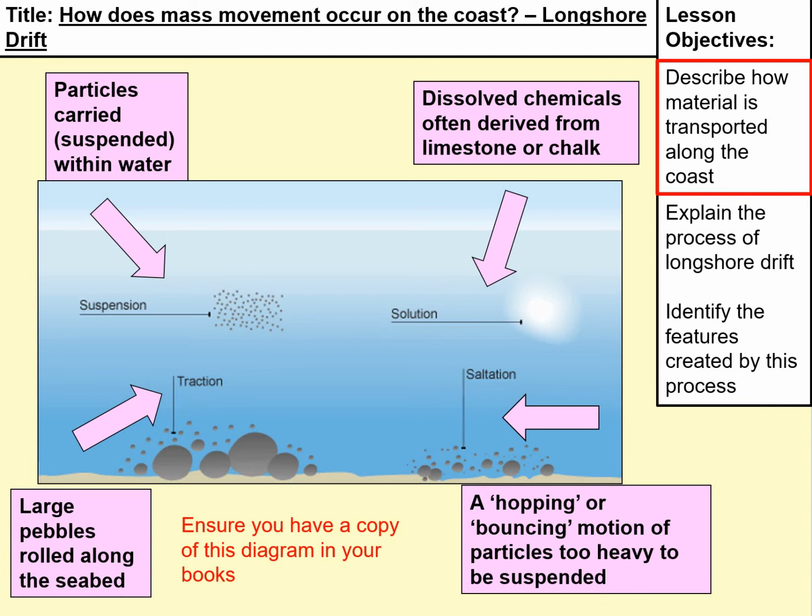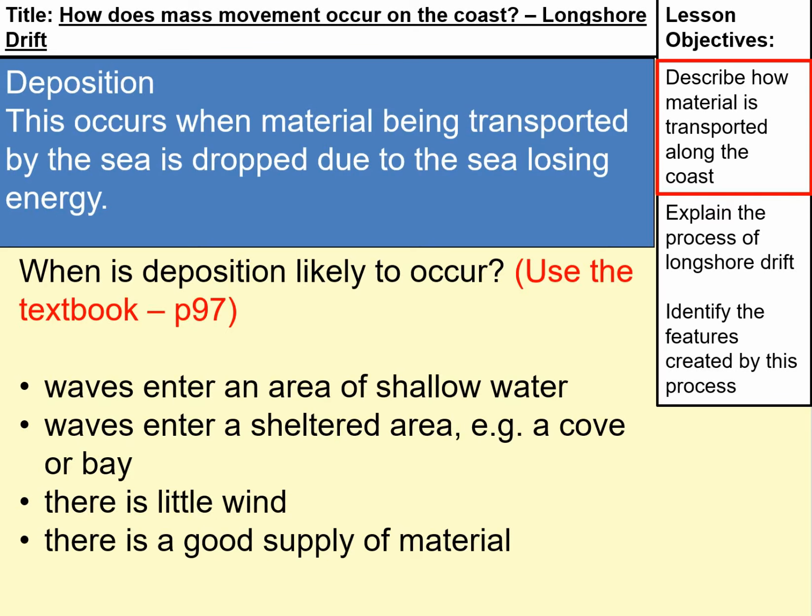Let's see if you were correct. Suspension is particles suspended or carried within the water. Solution is dissolved chemicals that have dissolved the rock, for instance chalk, which is highly susceptible to chemical solution. Saltation is a hopping or bouncing motion of pebbles, usually along the seabed. And traction is large pebbles that are rolled along the seabed, but that takes quite a lot of energy in order to move them. So make sure you have a good diagram and definitions written down for these 4 types of coastal transport, please.